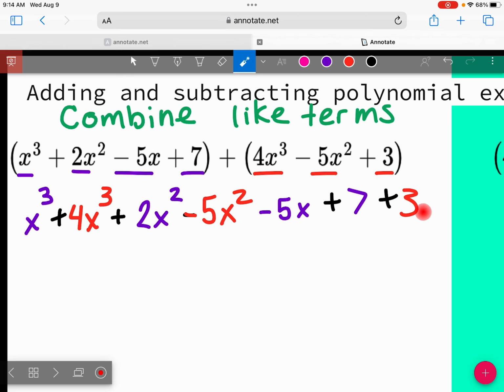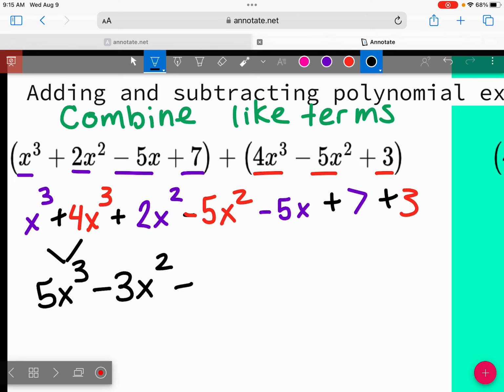You do not have to write this step. If you can just combine your like terms, that's totally fine. So we have our x cubed plus 4x cubed giving us how many x cubes? 5x cubes. Sweet. 2x squared minus 5x squared. Boom shakalaka. Minus 5x just comes down because it doesn't have any friends. And 7 plus 3 is... Ta-da! We've added a polynomial.